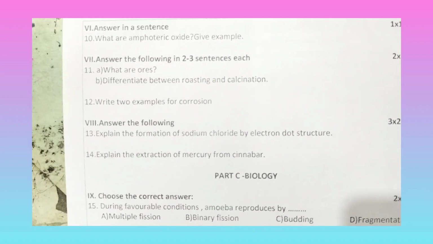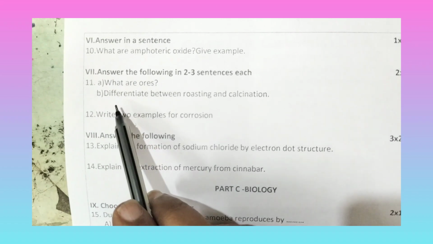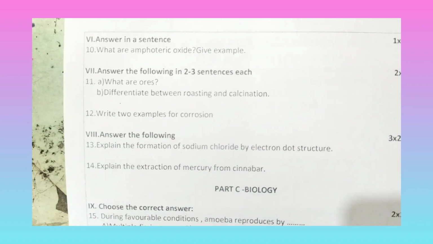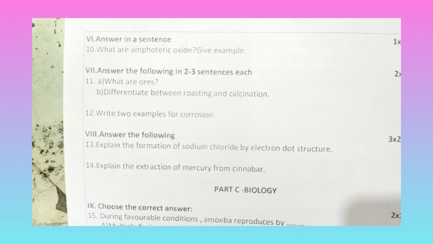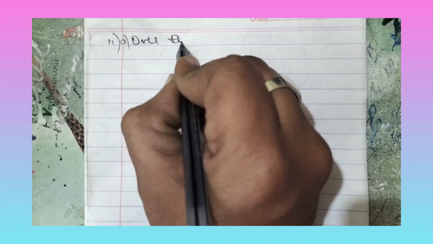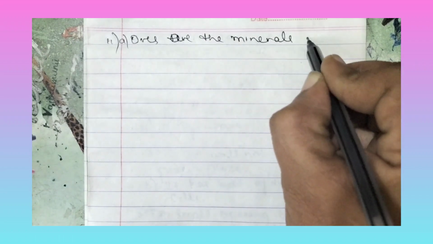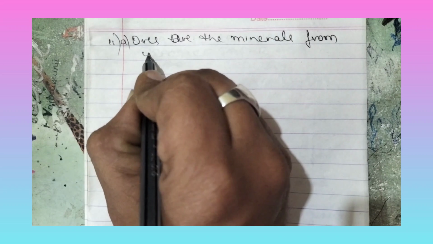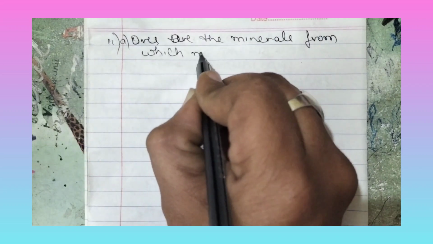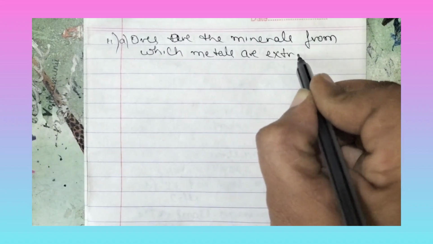Now let us move to question number 11. What are ores? Then differentiate between roasting and calcination. Now let us answer 11th A. What are ores? Ores are the minerals from which metals are extracted profitably.